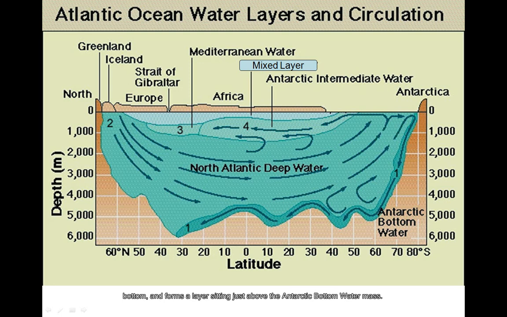Now, the North Atlantic deep water is just a little bit warmer and therefore lighter than the Antarctic bottom water because it forms at 65 to 70 degrees latitude, while the Antarctic bottom water is forming closer to the poles at 75 to 80 degrees latitude.